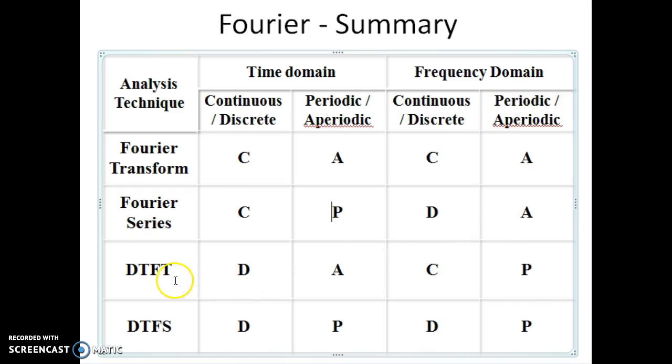And again, the next case is with discrete time, when the signal is discrete in time and aperiodic, and we'll use a technique known as the discrete time Fourier transform for an aperiodic signal, and we'll get a frequency domain analysis that is continuous in frequency and periodic in nature. And the last case is the discrete time Fourier series. In the case of a discrete time Fourier series, if the signal is discrete in time and periodic, you will get a frequency domain analysis that is discrete and periodic.